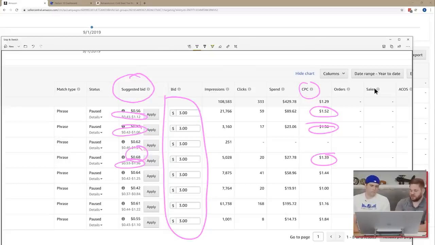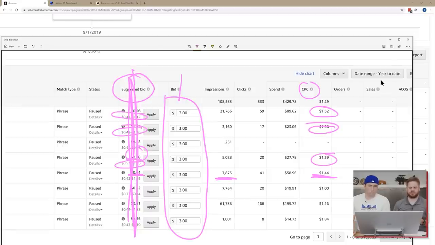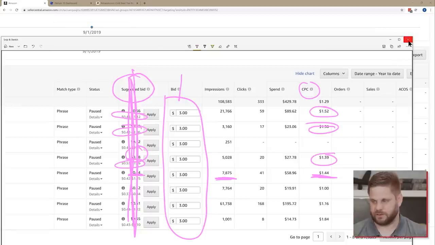Here's what would happen: if our actual cost over here is $1.44 and we had stopped at 64 cents, we wouldn't have gotten these impressions, at least not this number, because people would have outbid us, right? So ignore the suggested bid, just completely ignore that. Typically, you can bid between $2 and $3 and outbid most people on most products. Super high-end product, maybe a little different.